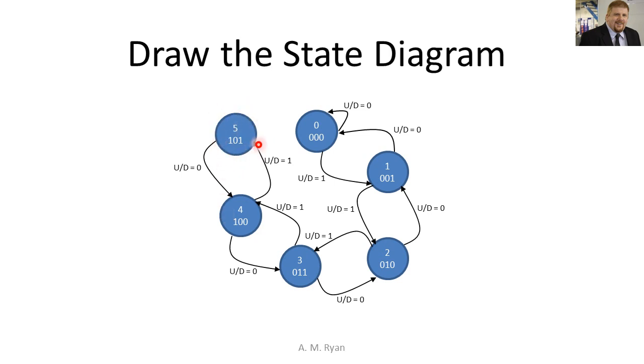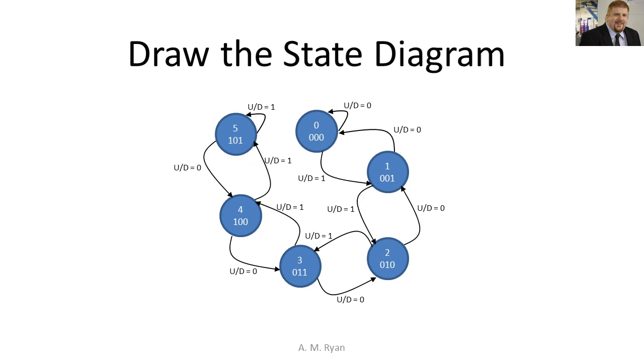but we don't want to count above 5. Okay. So we have an option with our count of saying, okay, I'll count over the top and I'll just go back to 0, but our counter is going to stay at 5. So if we have a 1 on this, we want it to stay in this state. So we put that on the diagram. And there our state diagram is complete.